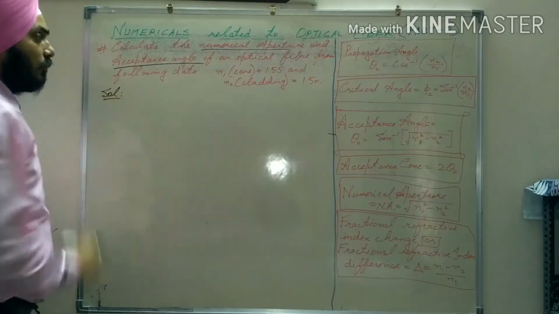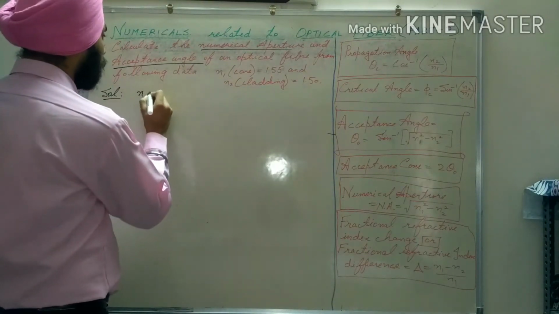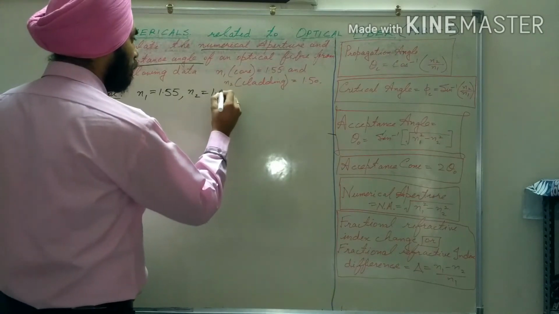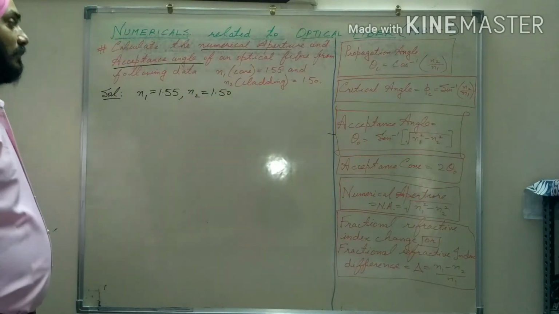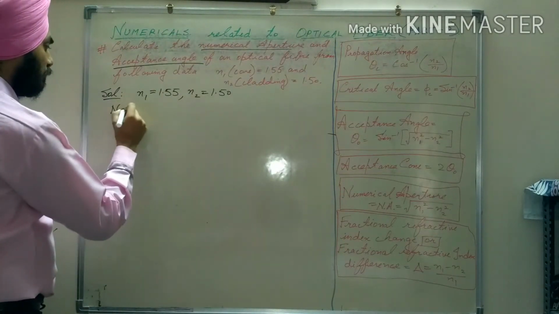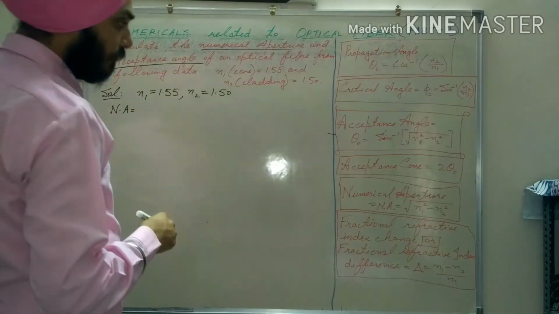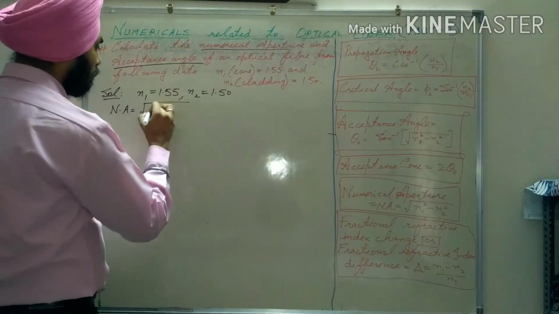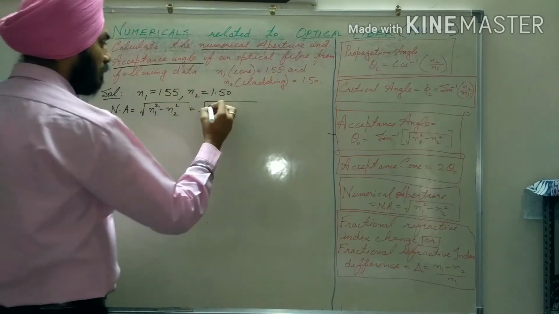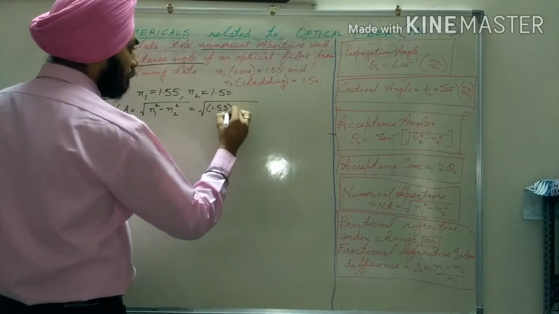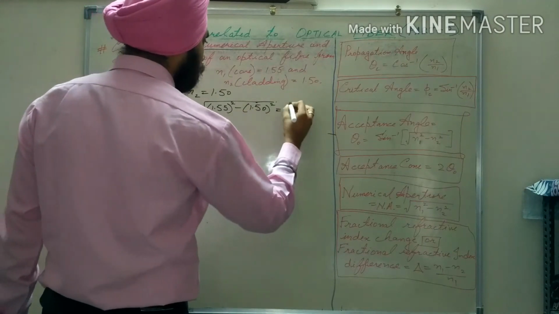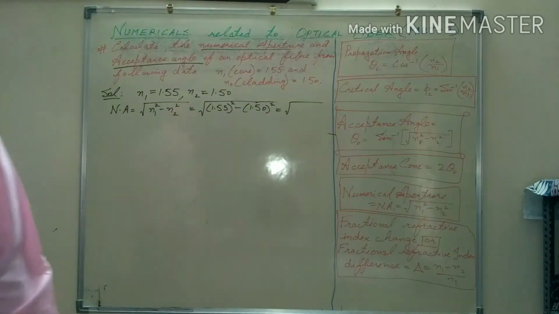Now what is given? N1 is given as 1.55 and N2 is given as 1.50. Now our aim is to find the numerical aperture. The formula for numerical aperture is root n1 square minus n2 square. Just put the values here: 1.55 whole square minus 1.50 whole square.